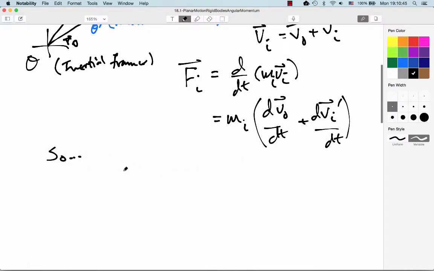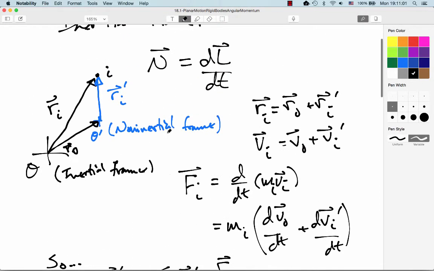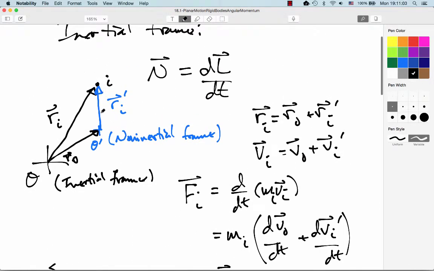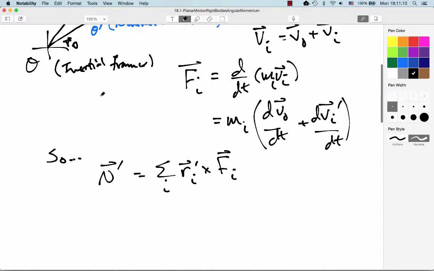So the torque that we measure in the primed frame would be equal to the sum over i of Ri prime crossed with Fi. So that's going to be the positions of these particles crossed into the forces being applied on those particles. And yes, that is Fi, not Fi prime, because we still have to work in an inertial frame.